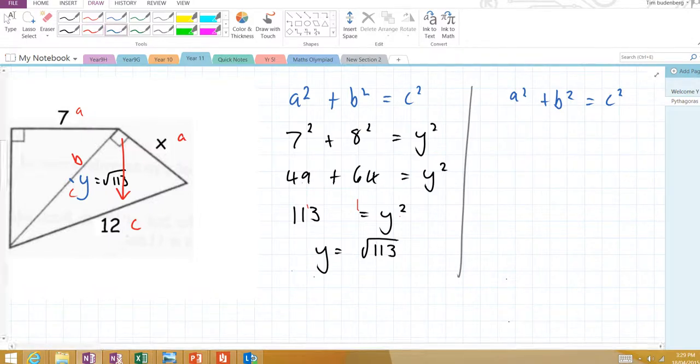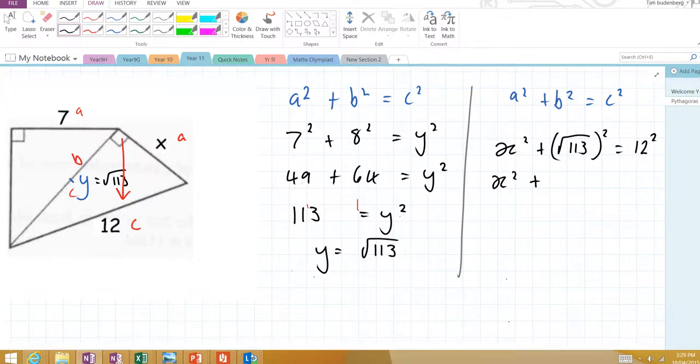So we start off with x squared plus the square root of 113 squared equals c squared, c being 12. All right. X squared plus. Now here's where we left it as a square root, because the square root of 113 squared effectively cancels out each other, leaving us with just 113. That equals 12 squared, which is 144.